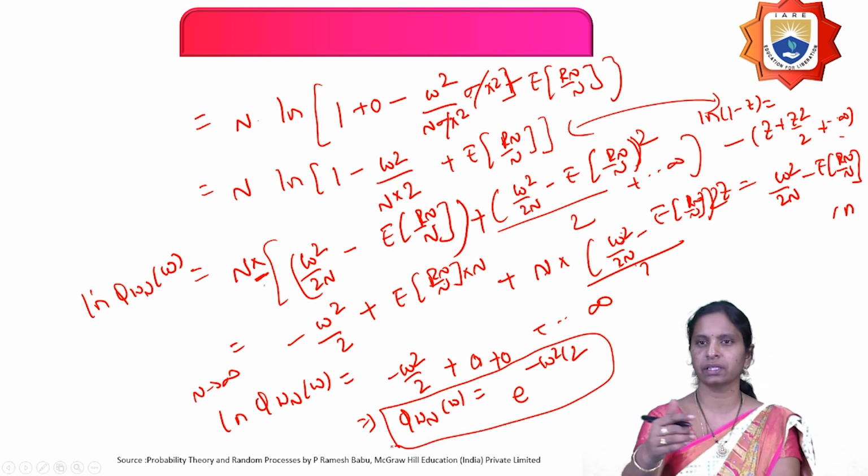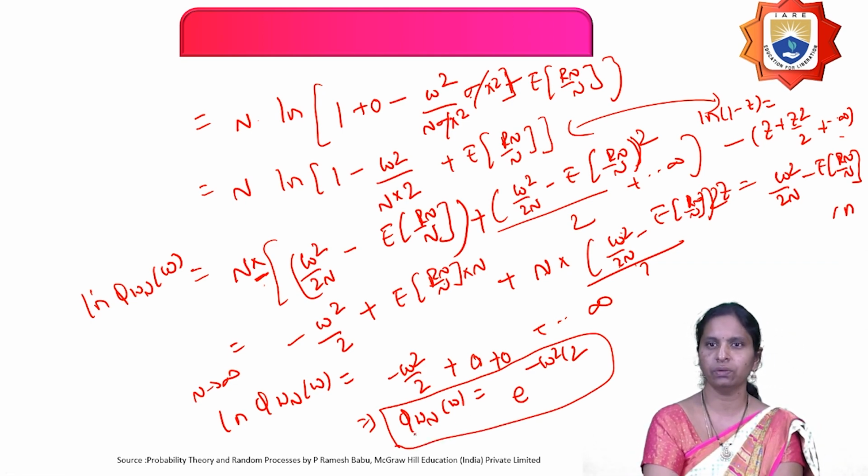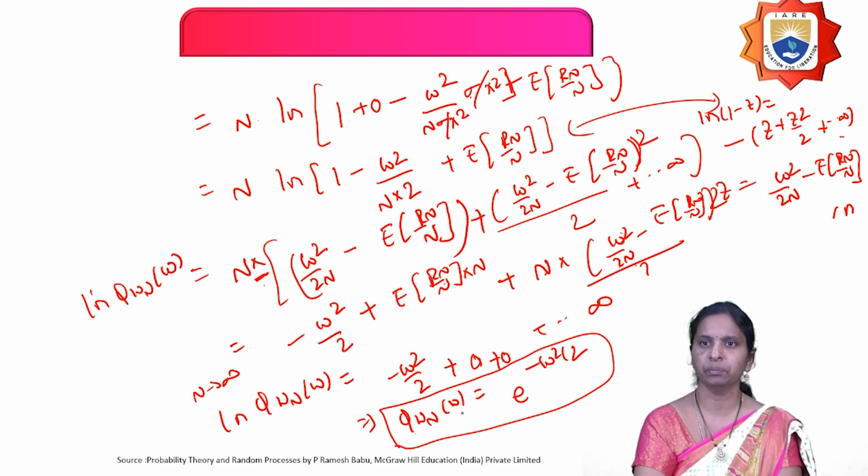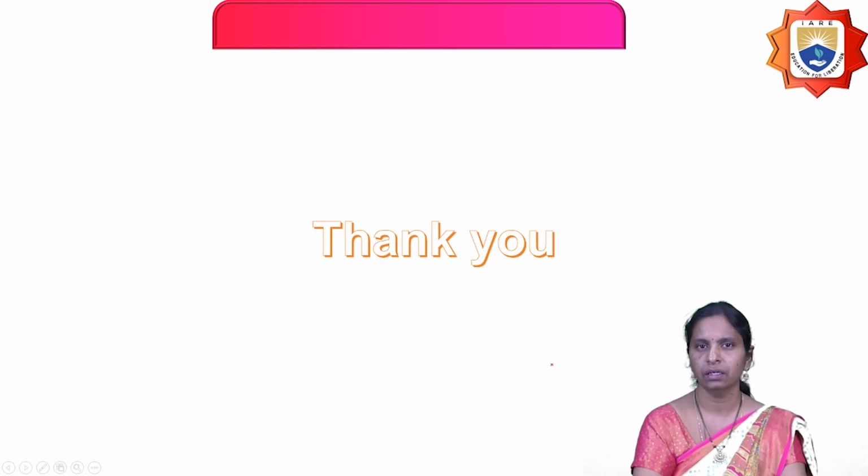Therefore, from this, what can you say? The characteristic function of wn, which is a random variable obtained by a sum of a large number of random variables with equal distribution, is approaching the characteristic function of the Gaussian distribution function. Therefore, from this you can prove the central limit theorem, which states that the probability distribution function of a sum of a large number of random variables approaches the Gaussian distribution function.